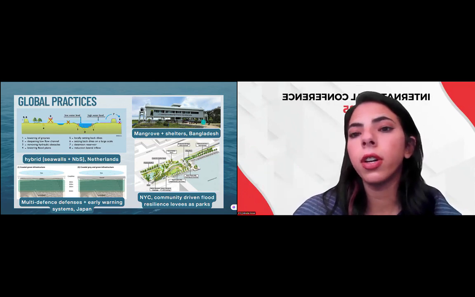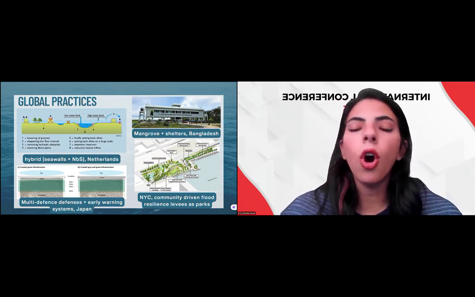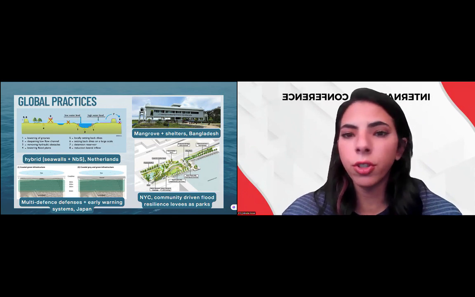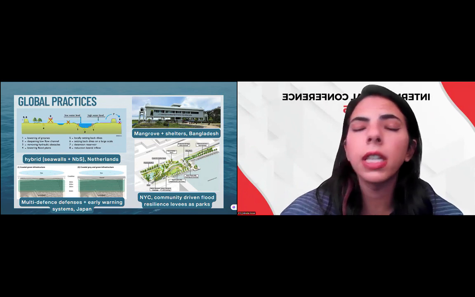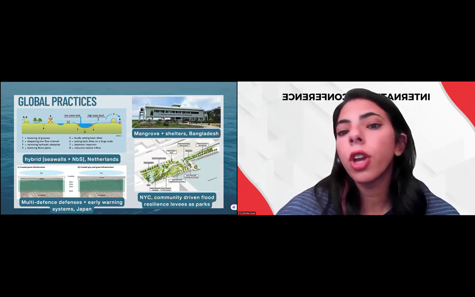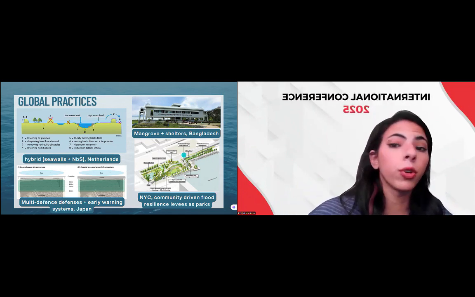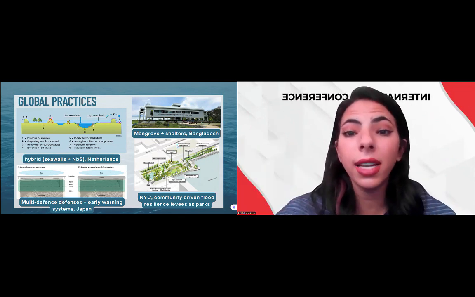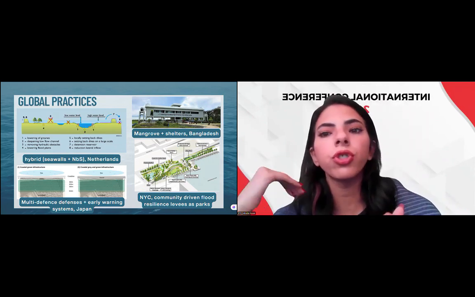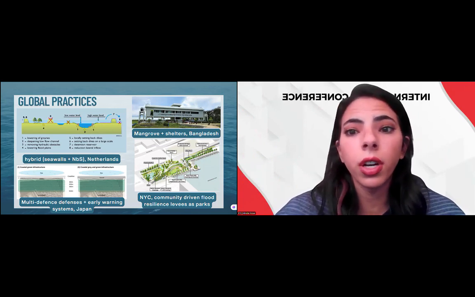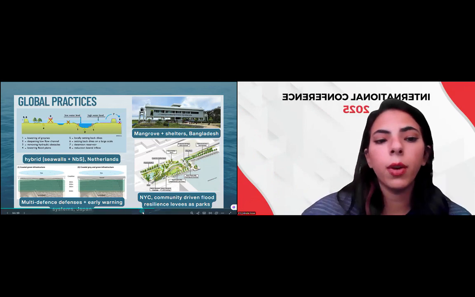Followed by that, we find a developing country such as Bangladesh that doesn't necessarily have all of that financial support, if I could say that, for building all of these integrated hybrid approaches. So they opted for just nature-based solutions. What they did is that they had a mangrove restoration and they started to enhance the ecosystem so it can act as a buffer, and they just elevated their structures so that the mangrove restoration can actually flourish and can act as an actual buffer.